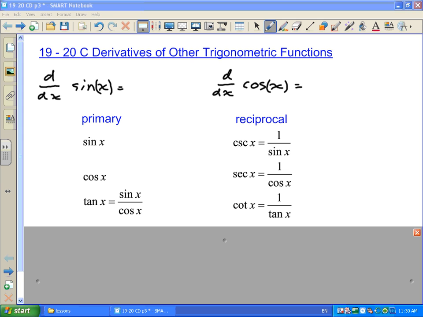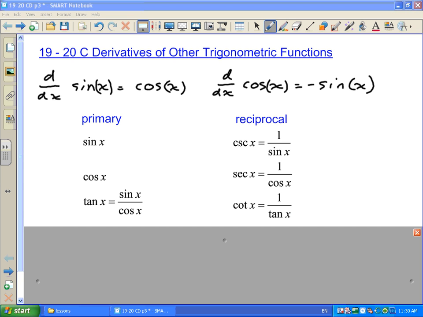What was the derivative of sine x? It was just cosine x, and the derivative of cosine x was negative sine x. Okay, so we've got two derivative rules down. We got four more that we have to learn here. So by the end of today, we want to be able to do derivatives of not just sine x and cos x, but also tan x, cotangent x, and cosecant and secant.